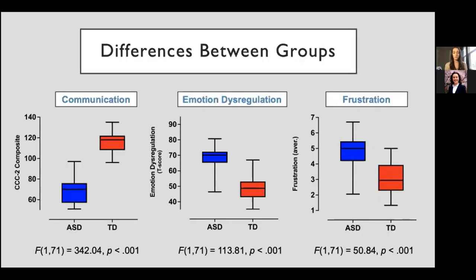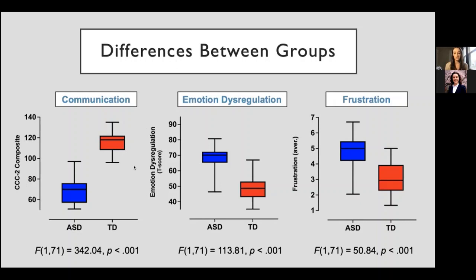The first 3 graphs I'm going to show you are the group differences on the 3 primary measures. Throughout the results, you'll see the ASD group in blue and the typically developing group in red. Differences are displayed on box plots showing the full range of scores. First is the overall composite score of the communication checklist, which is a standardized score with a mean of 100. The ASD group had lower communication competence compared to the typically developing group.